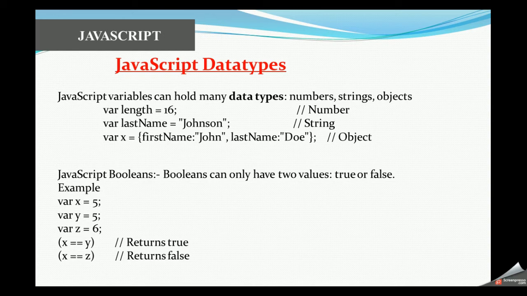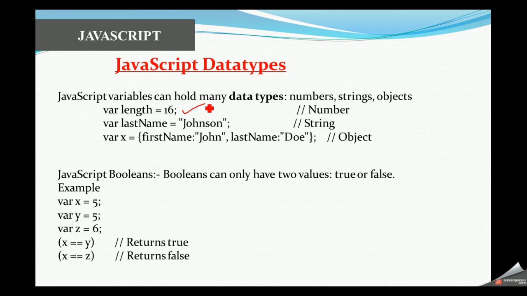JavaScript holds many data types. There are numbers, strings, objects, and the boolean data type. Now just see, in C or in Java there is a specific way: if you want an integer you write int x is equal to 15, so that is an integer. But in JavaScript there is no such specific way.